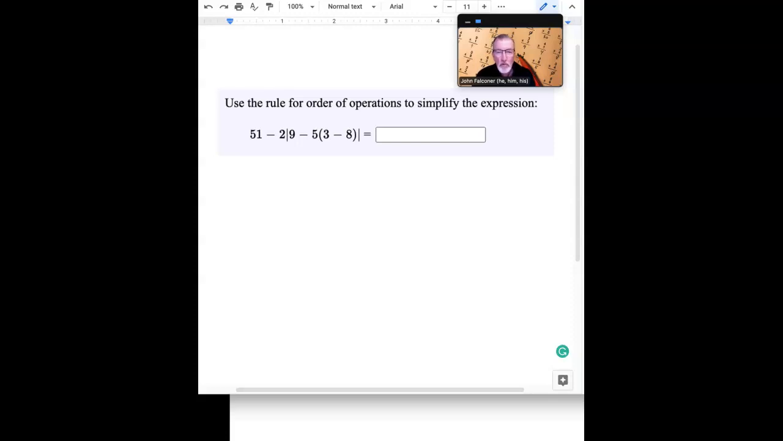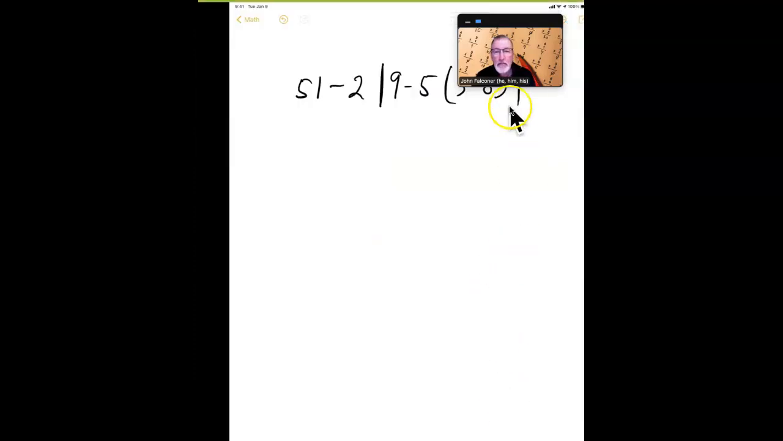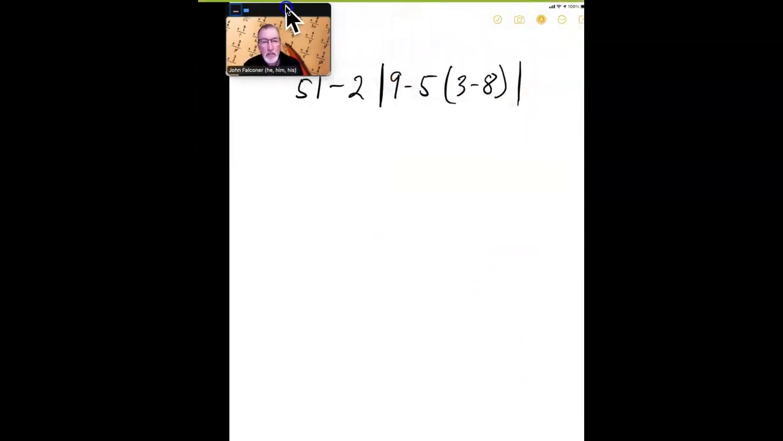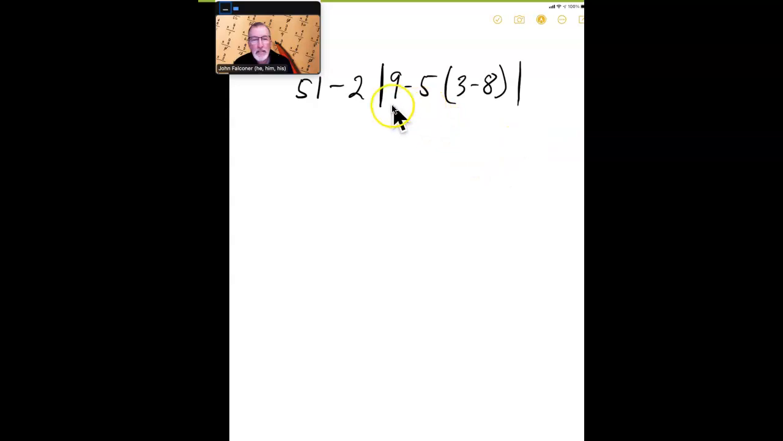Hello everybody. We're going to take a look at WAMAP Unit 1.3D, which is PEMDAS that includes absolute value brackets. Let's take a look at the tablet. So I've rewritten the problem out here. 51 minus 2 times whatever's in the absolute value brackets. That's 9 minus 5 times the difference between 3 and 8.